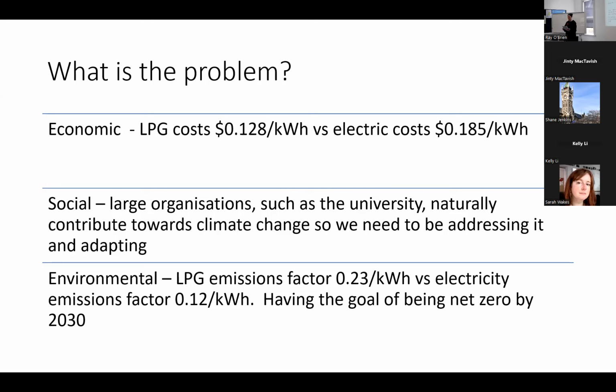Even though the price of LPG costs less than the price of electricity, the social and environmental impacts of choosing electricity outweigh the economic factor of having to pay more. We're also going to have to pay for the price of being able to offset our emissions so that the university can reach its goal of net zero by 2030. Therefore, having to pay for the cost of emissions from LPG, which has a greater emissions factor, will in turn cost more than choosing electricity. The university is aware of the impact climate change is having on the world and wants to do its part to reduce the impact as much as possible.